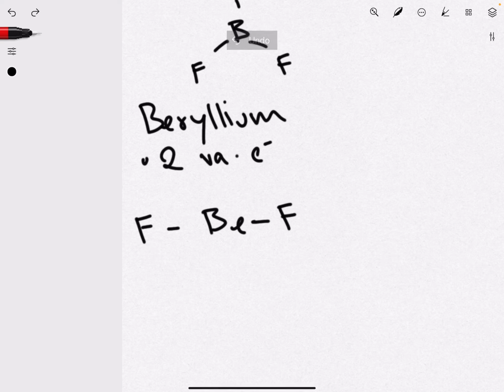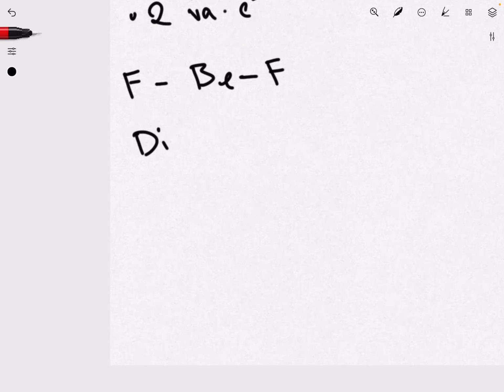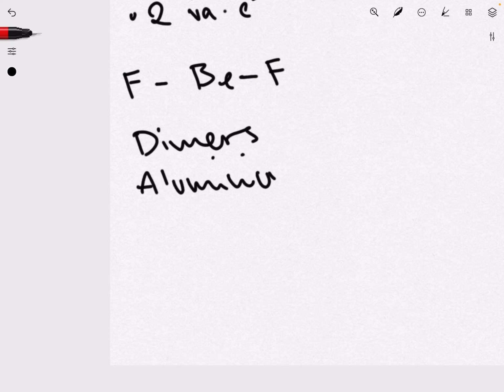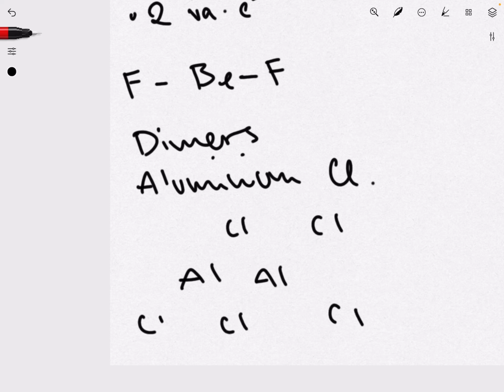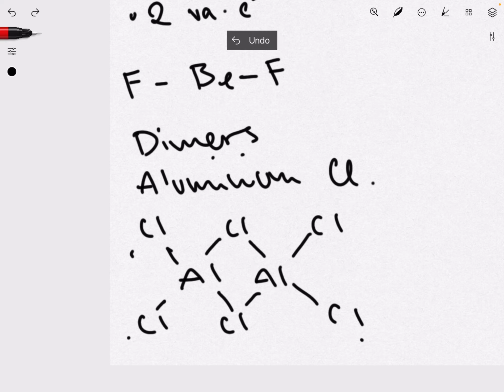We also have dimers, such as aluminium chloride, which look like this. Which are stable despite our chlorines over here not having full outer shells.